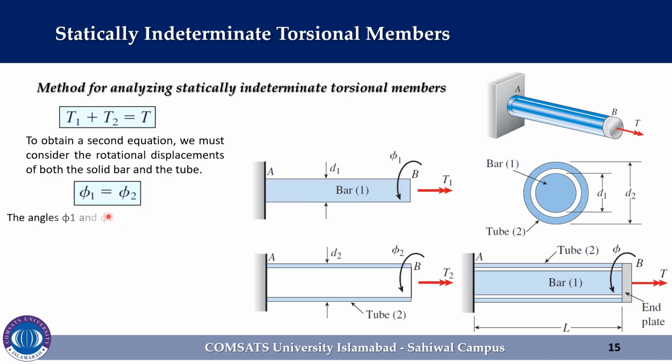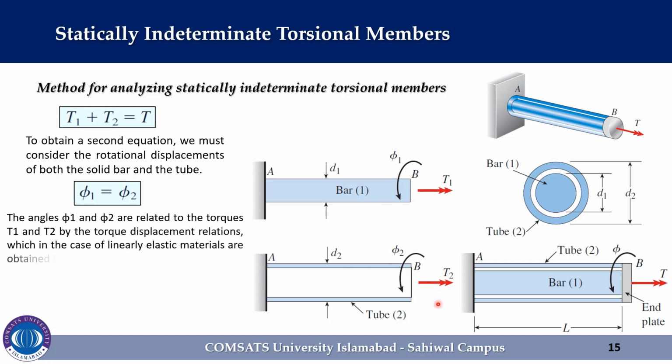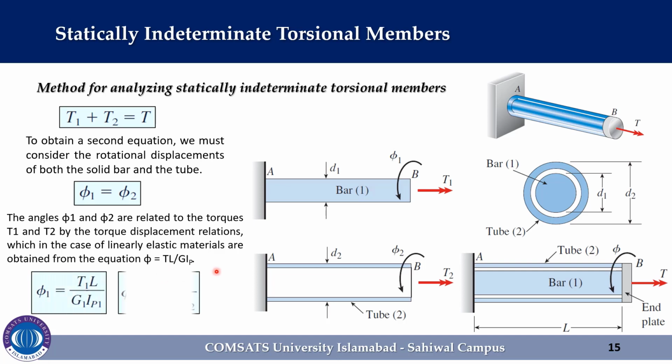The angles phi 1 and phi 2 are related to the torques T1 and T2 by the torque displacement relations, which, in the case of linearly elastic materials, are obtained from the equation phi is equal to TL over GIP. Thus, phi 1 is equal to T1L over G1 IP1 and phi 2 is equal to T2L over G2 IP2. Here T1 and T2 are the torques in the solid bar and the tube respectively, G1 and G2 are the shear moduli of elasticity of the materials, and IP1 and IP2 are the polar moments of inertia of the cross sections.